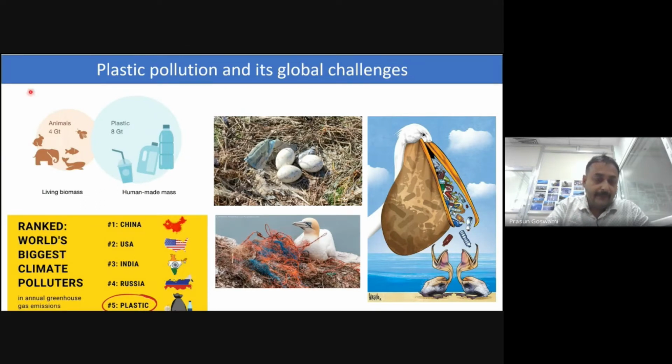Right from the beginning of production of plastic, way back in the 1940s, humans have produced almost double the mass of the living biomass. As a result, plastic has emerged as one of the fifth greatest climate polluters in terms of annual greenhouse emissions, which has also affected both terrestrial and marine life.